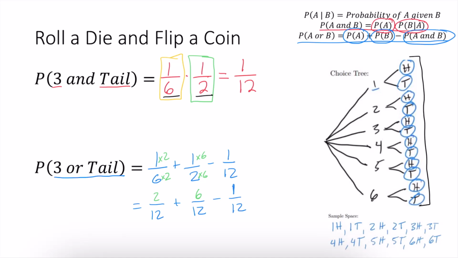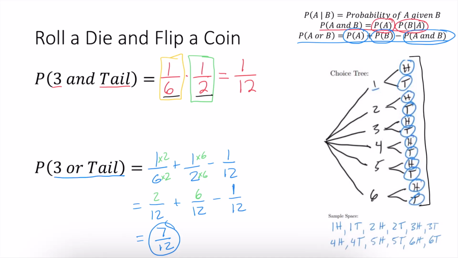And so when I have my common denominator, I can then add and subtract my numerators. So 2 plus 6 is 8, minus 1 gives me 7. And so I get 7/12 for the probability of getting a 3 or a tail. And again, you don't have to go through this process when you're actually doing the calculations on your homework. You can just turn them all into decimals and add and subtract them. But I'm showing the fraction form because it shows the meaning of where this formula comes from.